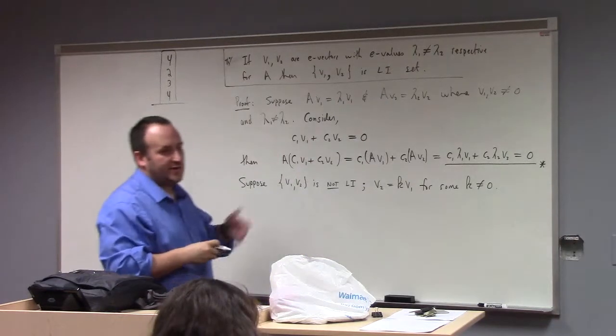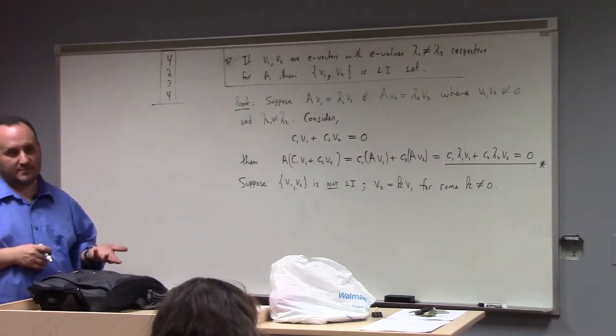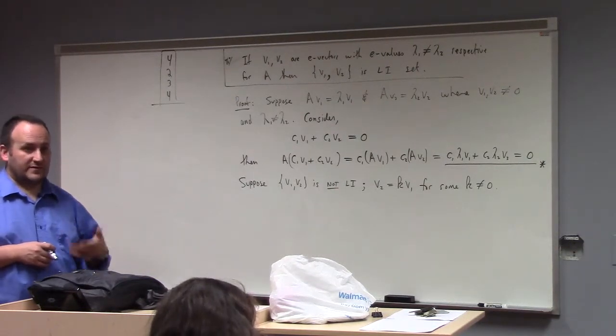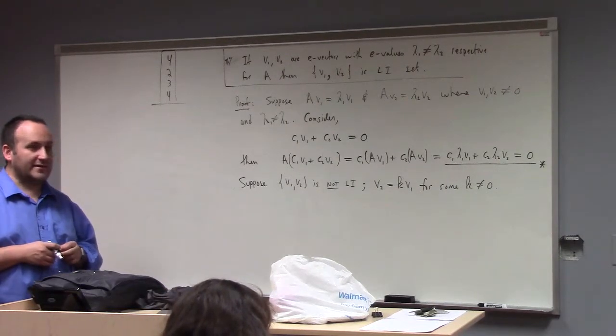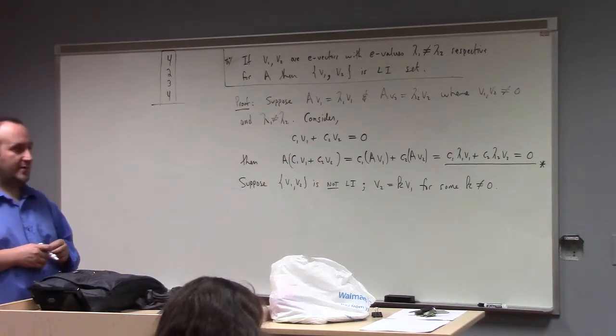The reason I can assume k is not equal to 0 here is because I'm already assuming what v1 and v2 are. They're eigenvectors, right? Which means that they're non-zero. So if there is a linear dependence, I should be able to define a non-zero k such that one is a multiple of the other, all right? Then what do?